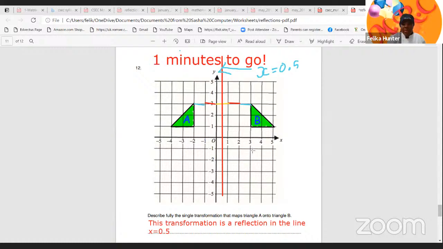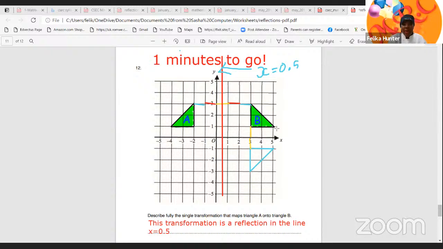So if the object was, for instance, right here, then you could have said it's a reflection in the y-axis, because it would have been equal distance apart. So let's look at the distance. This is one step from that, and this is one step from the y-axis. So that tells me that the y-axis is my mirror line.